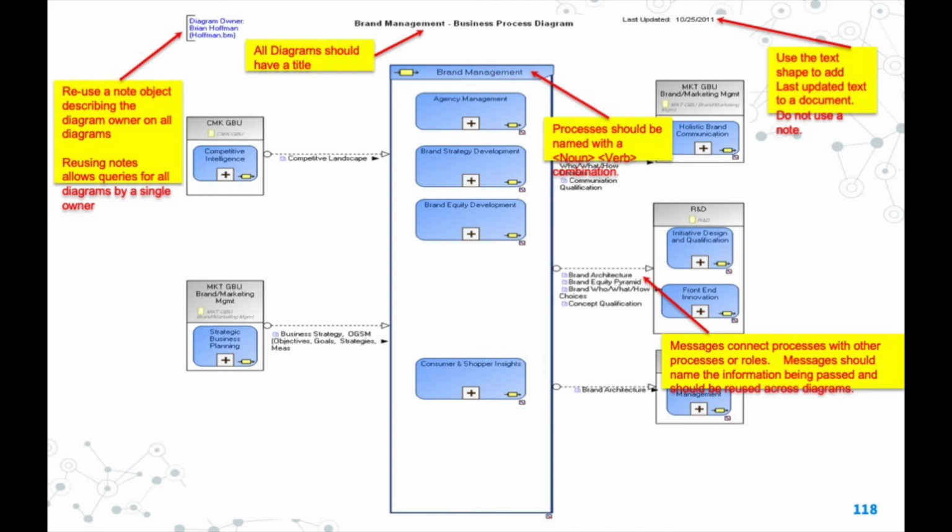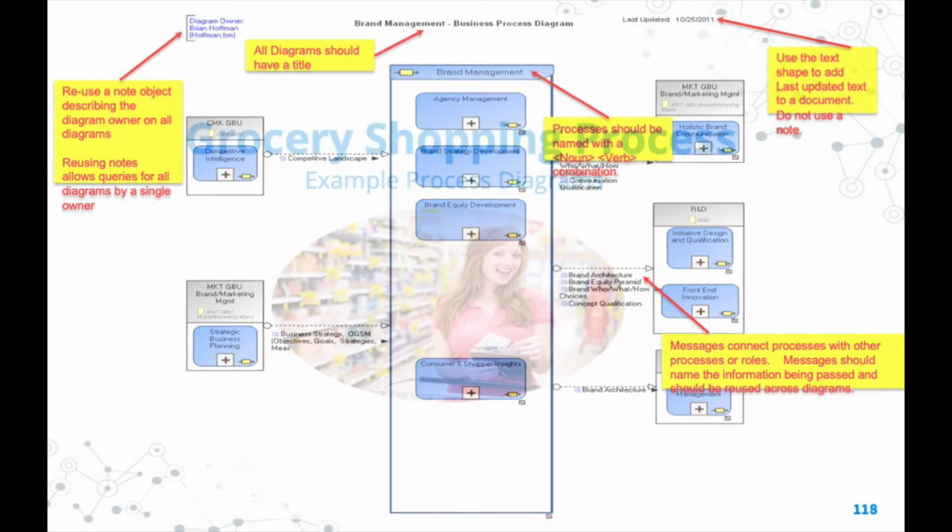Here's an example of a business diagram showing all these best practices in one diagram. Note, some of these systems will actually create the author as an object so that you can reapply it, and then you can search the object or the owner to find out what diagrams they've created. Business processes are named with a noun and a verb to show action. You've got your date, and then you have messages or information flow. And again, the information itself are reusable objects in most of these more sophisticated BPM tools.